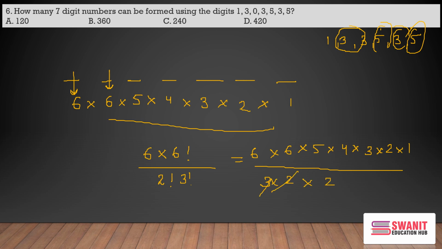So when we cancel these values, we virtually end up with something like this, which is 6, 5, 4, 3, and 1. So 6 5s are 30, 30 4s are 120, 120 3s are 360, and therefore my answer is option number B. That's how we solve it. Let's understand another question.